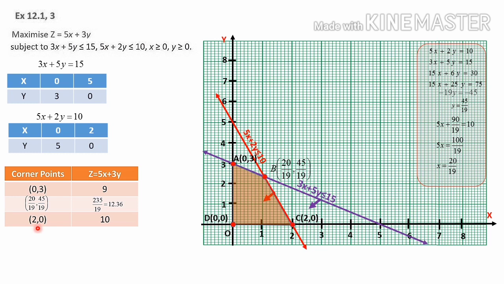The fourth point we have is 0 0. If you put 0 0, it is no use because 5 into 0 plus 3 into 0 becomes 0 only. We want to get a maximum value, so even if you want to write it you can, or else you can simply neglect it. You can save time. Now compare these three values. When you compare them, the maximum value is 12.36. So that is the maximum one. Write the conclusion: z is equal to 235 by 19 is maximum at 20 by 19 and 45 by 19.